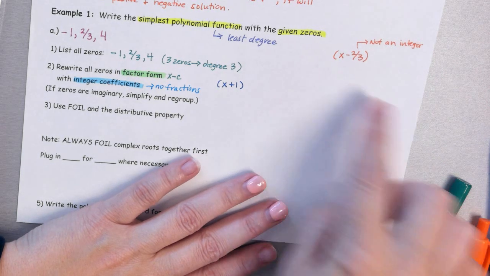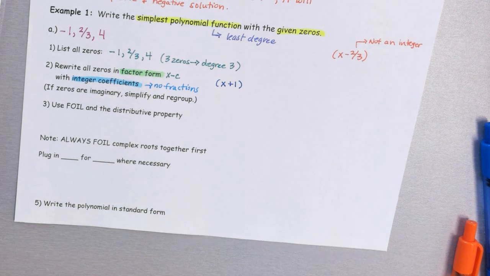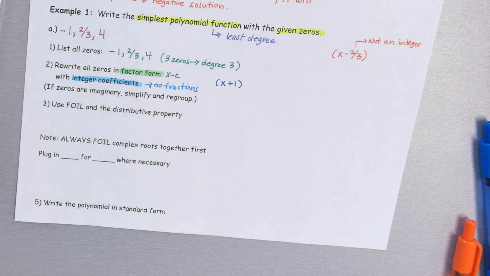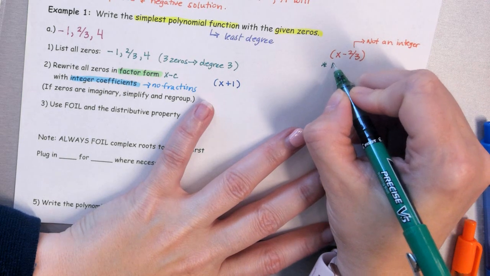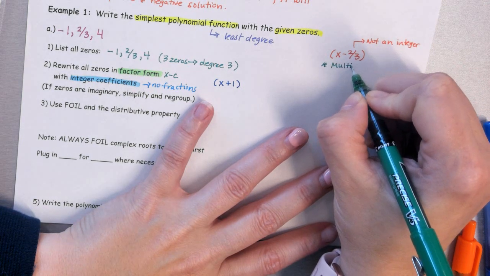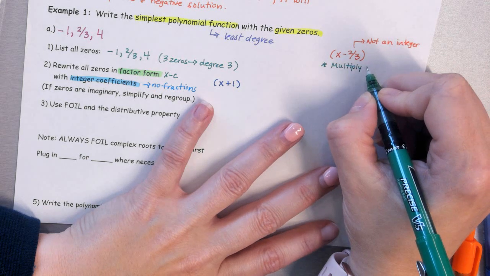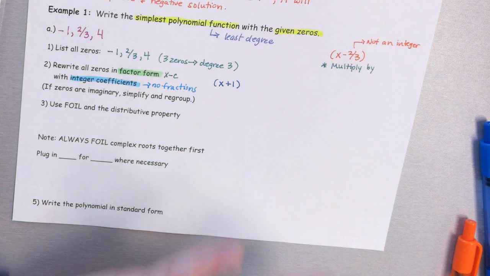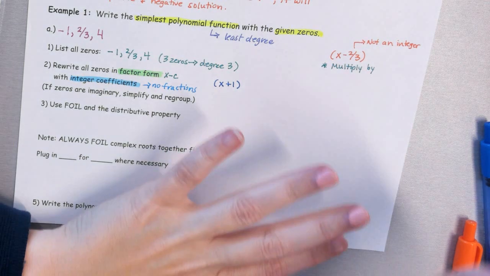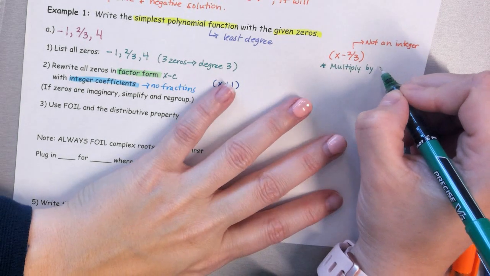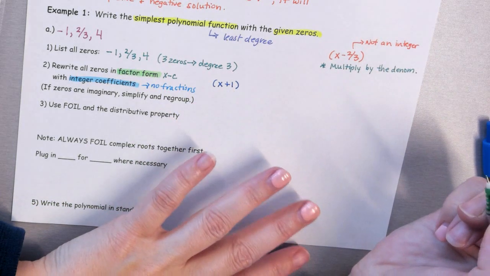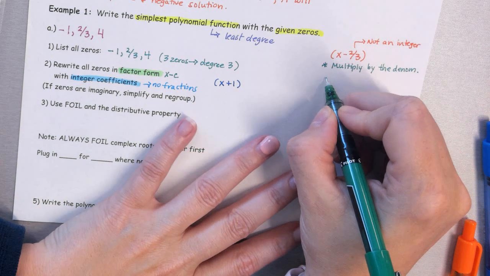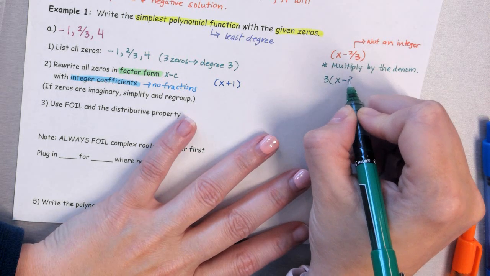Does anybody know how we can transform it so it's an integer? Yes. How did you know? Yep. So if you look at the denominator of your fraction, just multiply this by the denominator. Let's just multiply 3 times x minus 2/3.